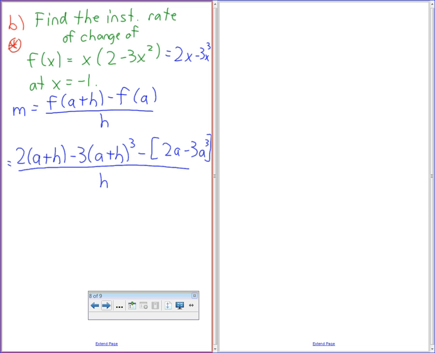We'll just ignore this for right now. Like we're just doing this here, right? So this is x, good explanation. So 2x turns to 2 times (a plus h). Negative 3x cubed is negative 3 times (a plus h) cubed. On the right-hand side, 2x minus 3x cubed is now 2a minus 3a cubed. That's f of a, right.